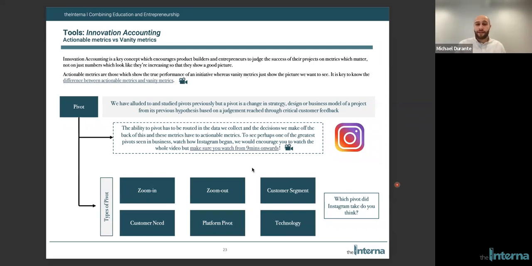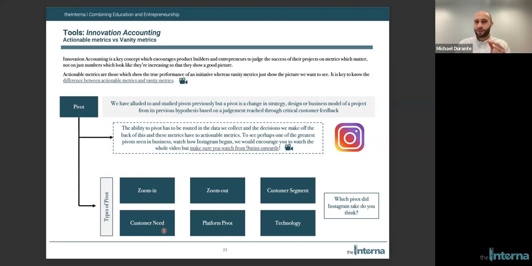And as you can see here at the bottom, there are several types of pivots. You could zoom in, like we'll go on to show you what Instagram did. They zoomed in. Or you could zoom out. You could change your customer segment. You could change the type of technology. You could have a platform pivot. Or are you changing the customer need? Are you changing the problem that you're trying to solve? That inherent need, that latent need that we've discovered.